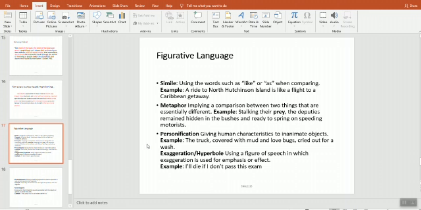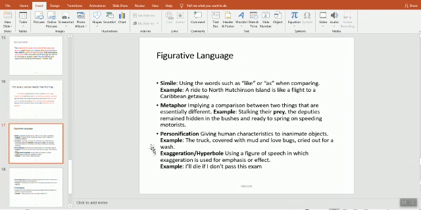In personification, we give some human characteristics to inanimate objects, inanimate or non living objects. For example, the truck covered with mud and love bugs cried out for a wash. Now you see here that truck, how can a truck cry?